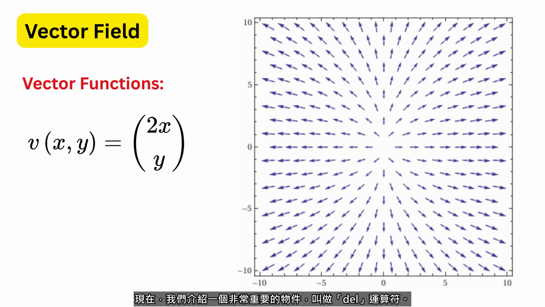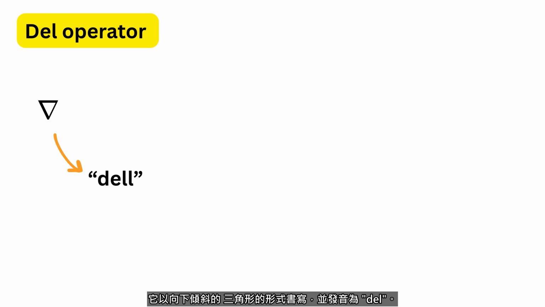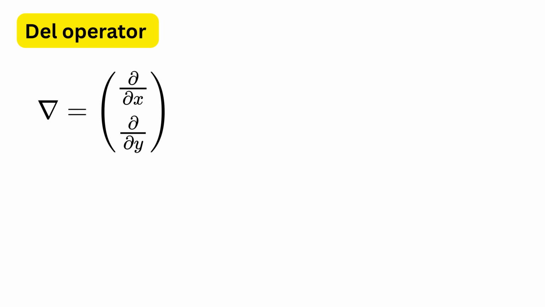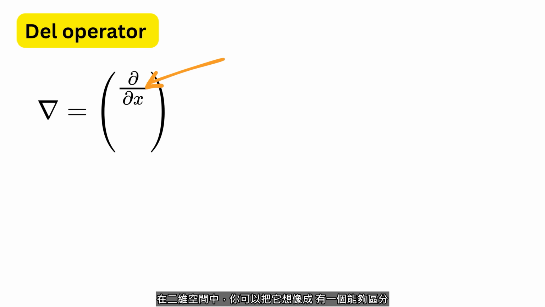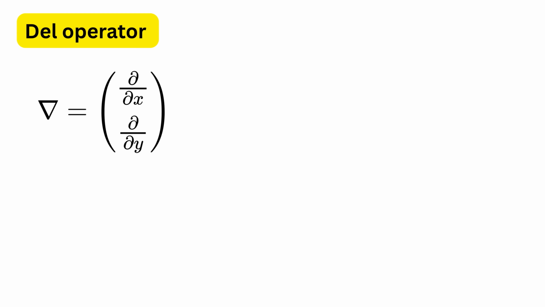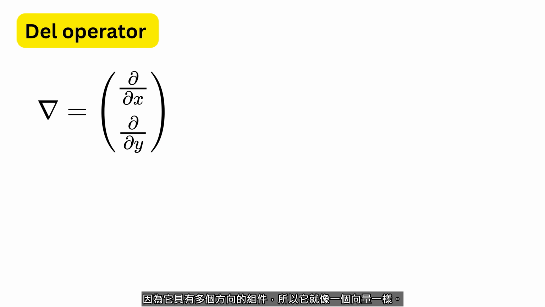Now, we introduce a very important object called the del operator. It is written as a downward-pointing triangle and pronounced as del. The del operator is a vector-type operator that performs partial derivatives in different directions. In 2 dimensions, you can think of it as having one component that differentiates with respect to x, and another that differentiates with respect to y. Because it has multiple directional components, it behaves like a vector.